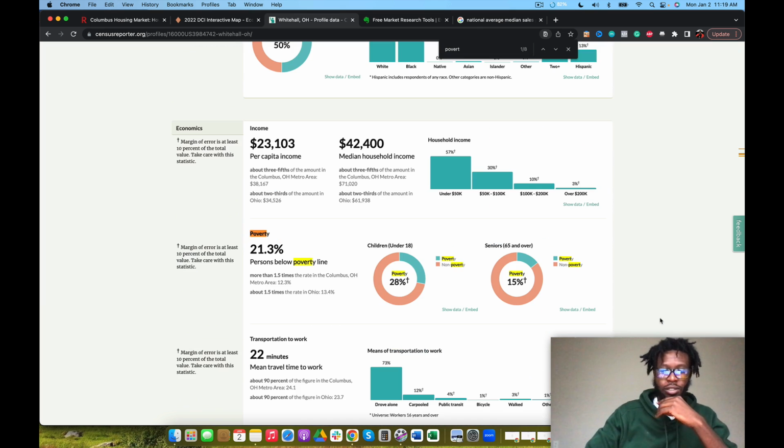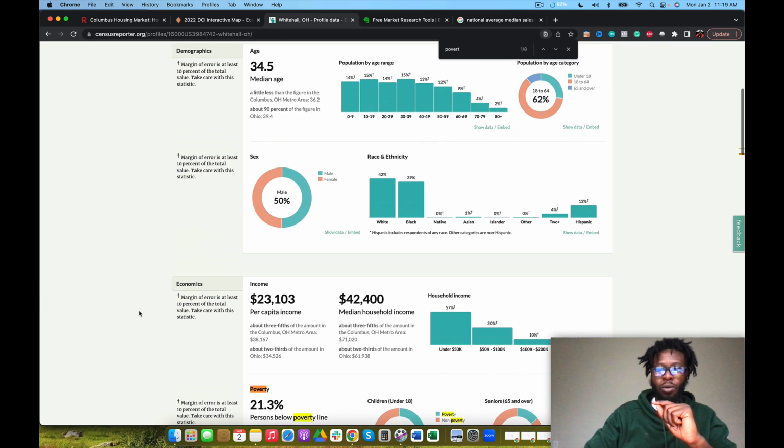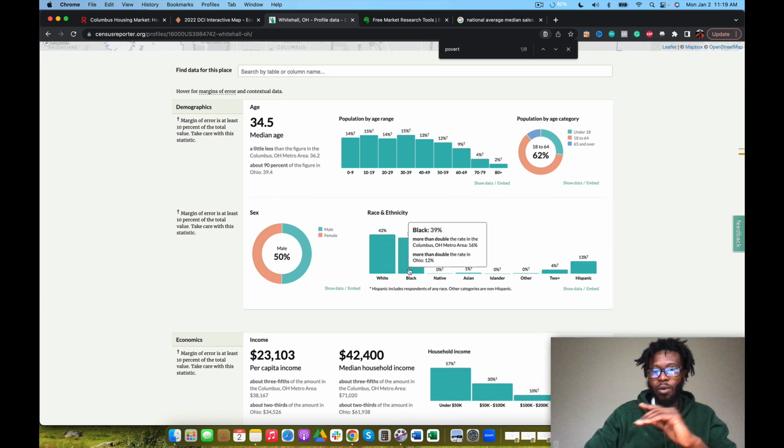All right. So guys, we're seeing 21% of people below the poverty line here. And this is almost double, right? 1.5 times the rate in Ohio. I like seeing this, but I don't want to go to a complete war zone. I like seeing that the white and black population is balanced, 50-50.